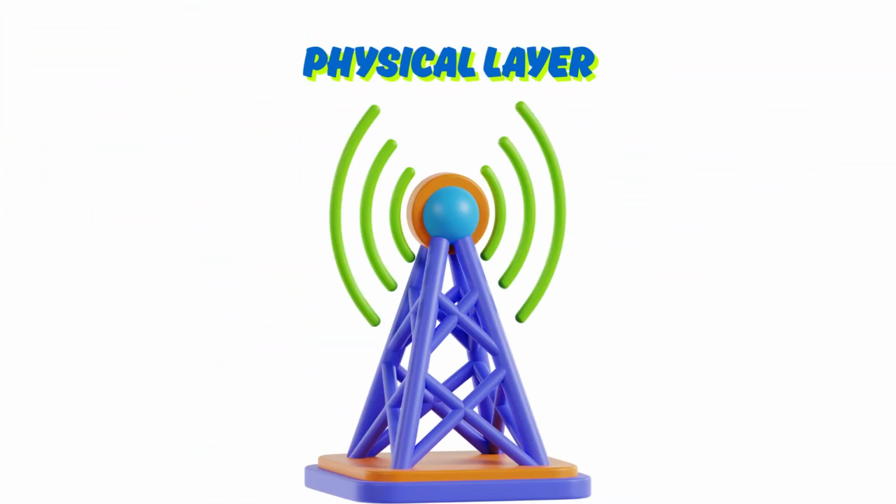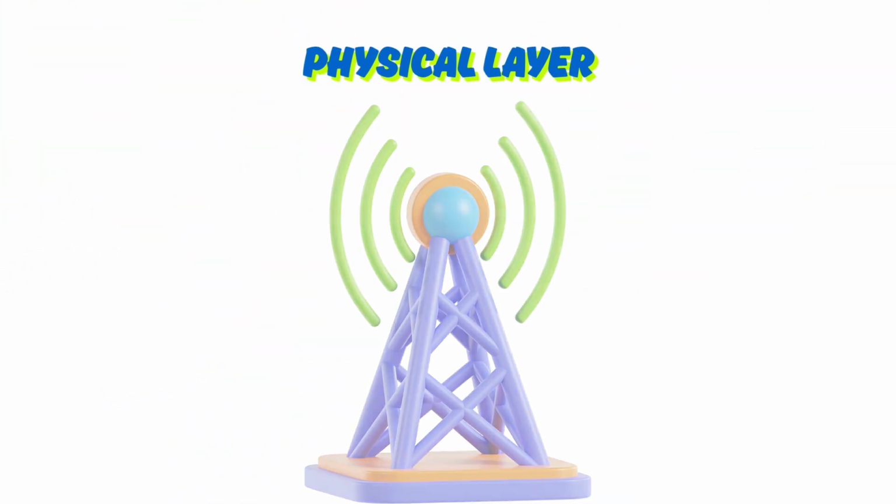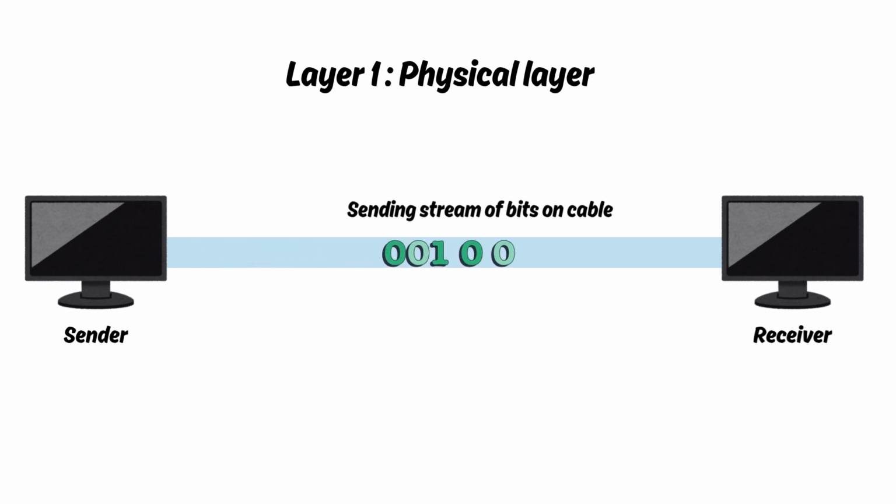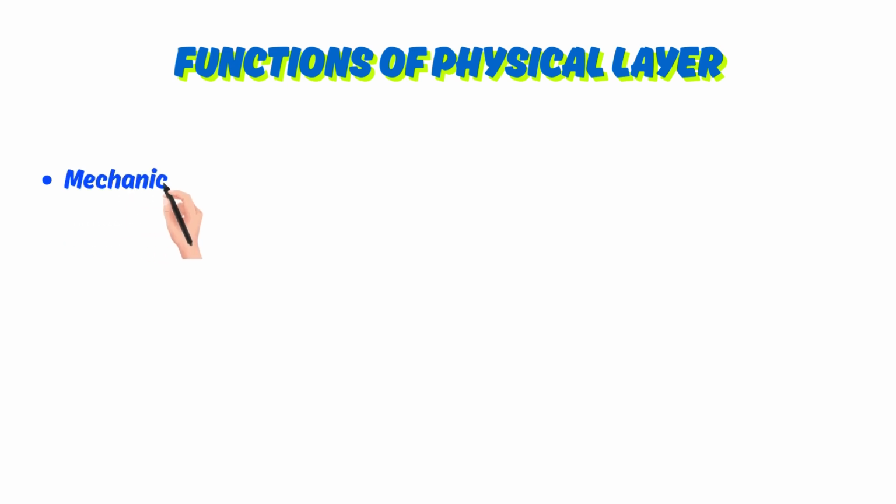Similarly, the data can also be transmitted with the help of wireless transmission. The major function of physical layer is to transmit stream of bits over medium. There are several functions of physical layer. Let's discuss each one of them.